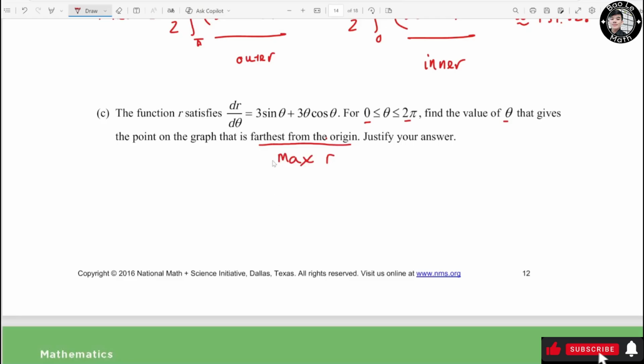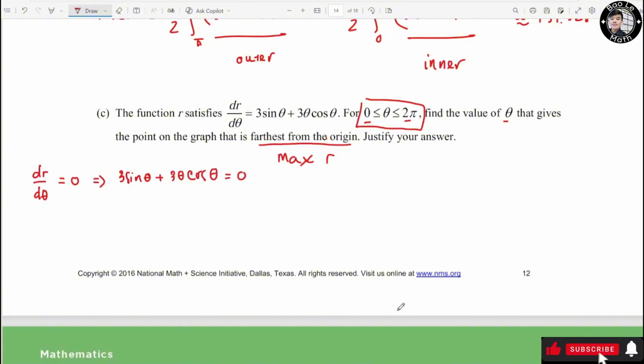So that means the maximum radius. When it comes to maximum and minimum, we need to use the first derivative. And we have a closed interval right here, so we need to use the candidate test. Now we need to find the critical number by letting dr over d theta equal 0, which is the same thing as 3 sine theta plus 3 theta cosine theta equals 0.